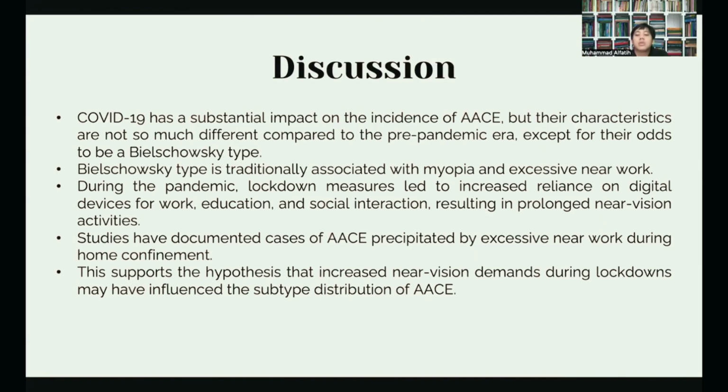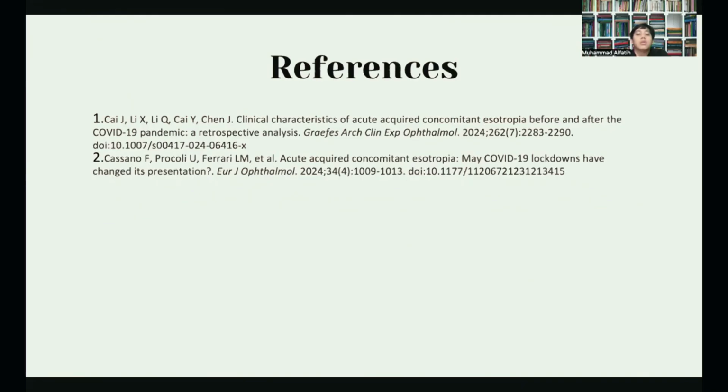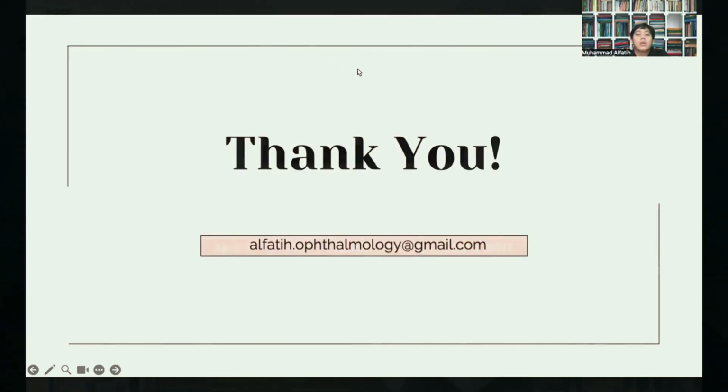Bielschowsky type is traditionally associated with myopia and excessive near work, and during the pandemic, lockdown measures led to increased reliance on digital devices for work, education, and social interaction. This results in prolonged near vision activities, and studies have shown cases of AACE precipitated by excessive near work during home confinement. This supports the hypothesis that increased near vision demands during lockdowns may have influenced the subtype distribution of AACE. And these are the references that I used to make the study. Thank you.